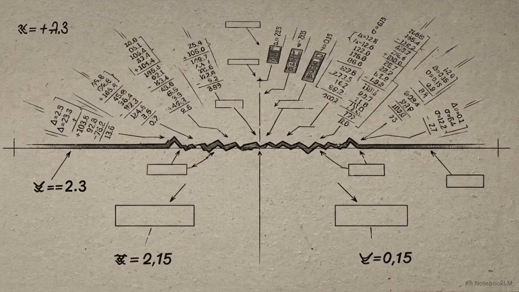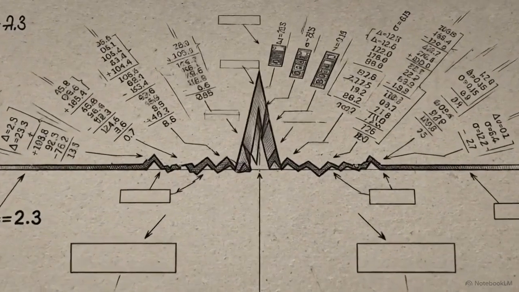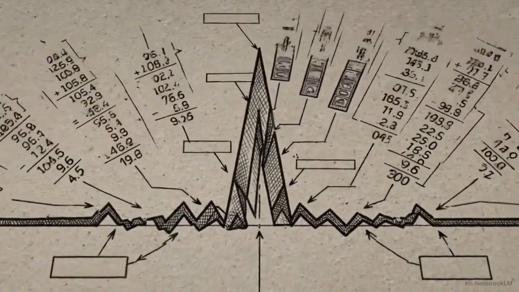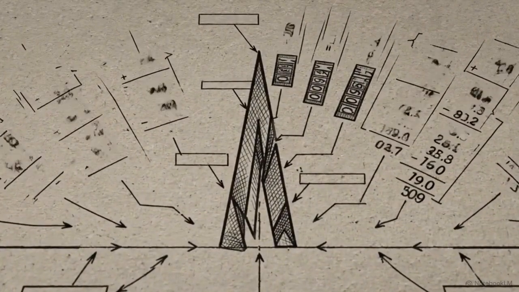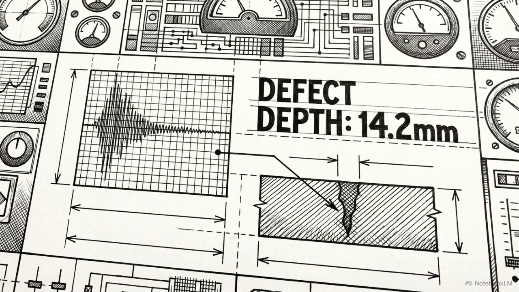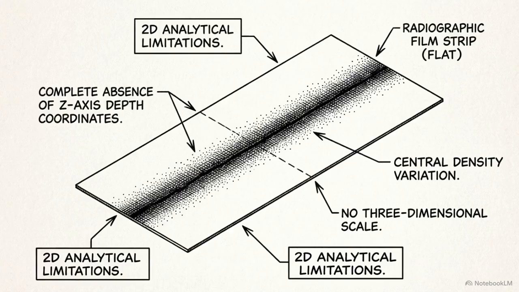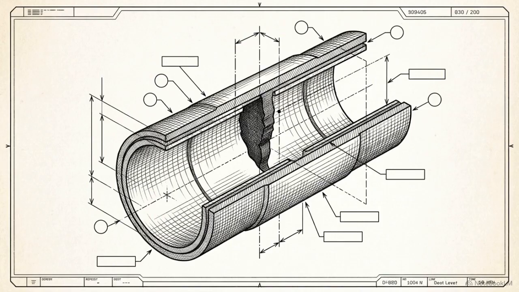When those sound waves hit an internal void, they bounce back. By calculating the exact return time and amplitude, the equipment pinpoints the flaw. UT provides a critical engineering advantage. While an X-ray film only shows a flat, two-dimensional shadow, acoustic pulses measure the exact depth and vertical height of a crack deep inside the material.